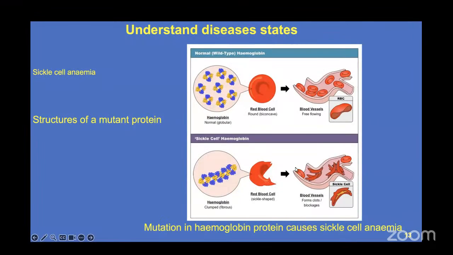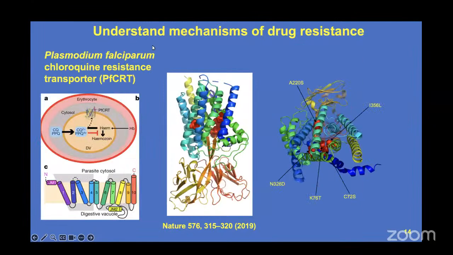sickle shape. And as you can see, it's very dangerous in terms of flowing in the blood vessel. And the next example is to understand mechanism of drug resistance. So this example is the Plasmodium falciparum chloroquine resistant transporter.